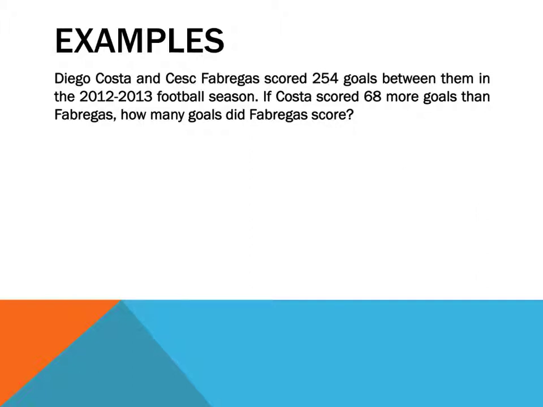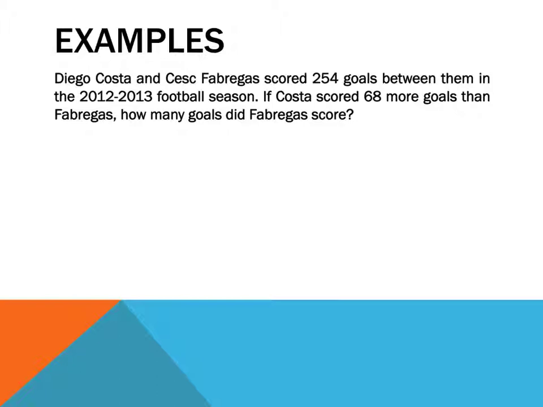Very last one. This one's super wordy, so this is why I put it in here. 2 amazing football players that now play for the greatest team in the Premier League, who are going to win, are Diego Costa and Cesc Fabregas. Okay, so Diego Costa and Cesc Fabregas scored 254 goals between them in the 2012-2014 football season. If Costa scored 68 more goals than Fabregas, how many goals did Fabregas score?